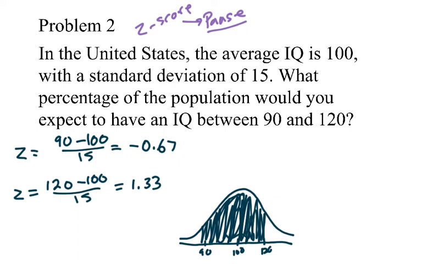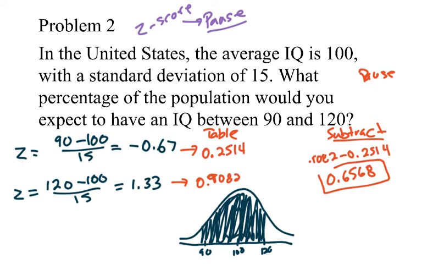So go ahead, pause, find the area, look at your table, and find the area of each of these, and then subtract them. So pause the video and try that for me. So our final answer we should get is 0.6568. If you wanted to write this as a percent, you could have also written 65.68%.